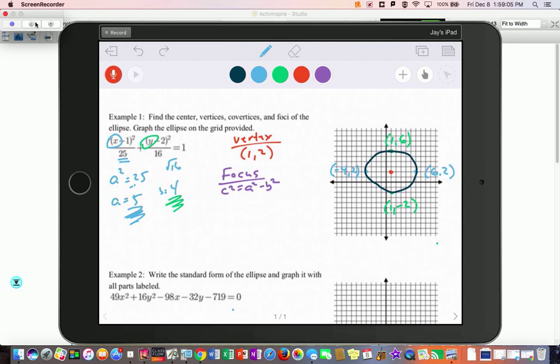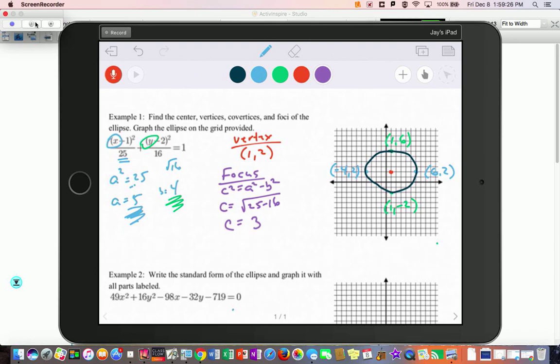And you have to do big minus small, or you'll end up with a negative number under the radical. If you take 16 minus 25, that's negative 9. You can't take the square root of negative 9. So it has to be c equals the square root of 25 minus 16, and that's the square root of 9, so c is 3.